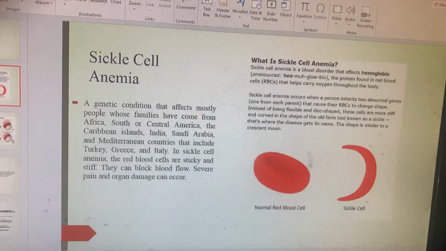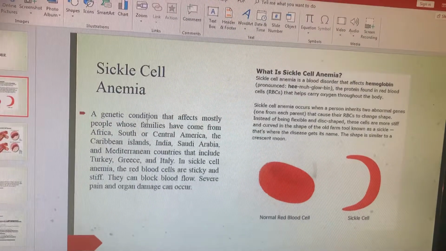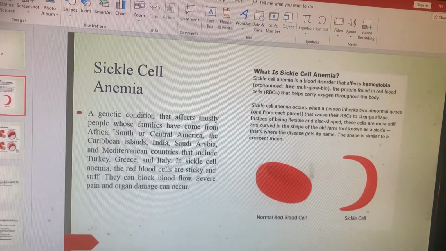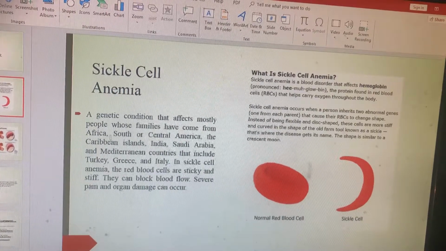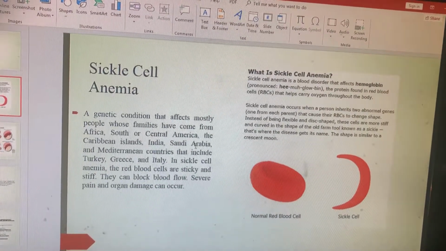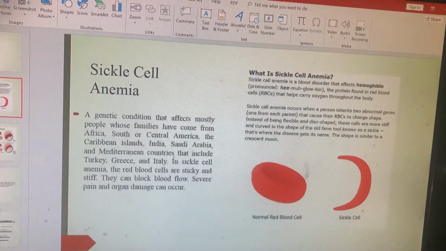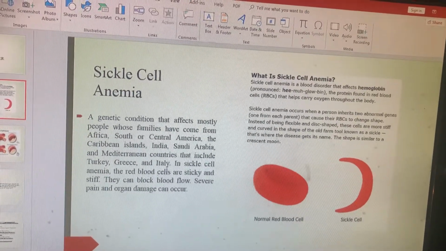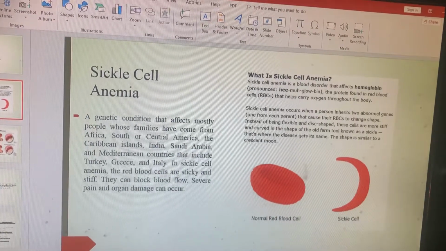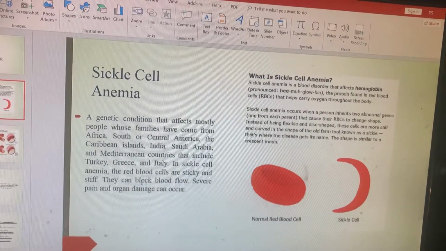Sickle cell anemia, like I said, is a genetic condition. Most of the people who have this originate from Africa, South or Central America, the Caribbean, Mediterranean countries, India, Saudi Arabia, Turkey, Greece, Italy. In sickle cell anemia, the red blood cells are sticky and they become stiff.